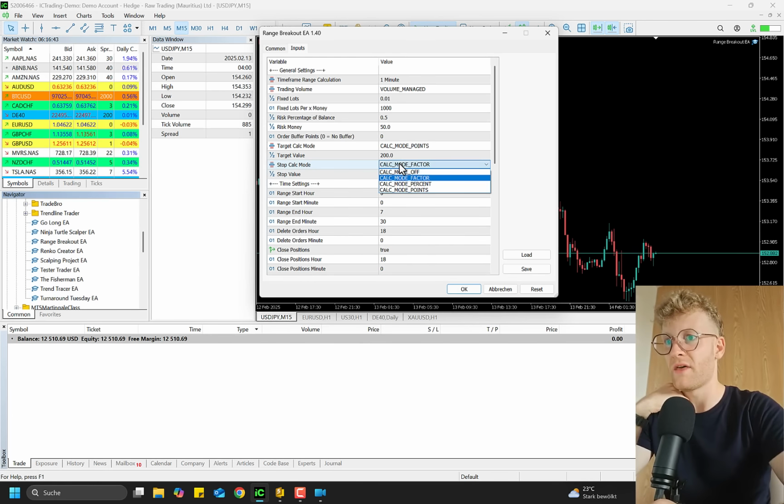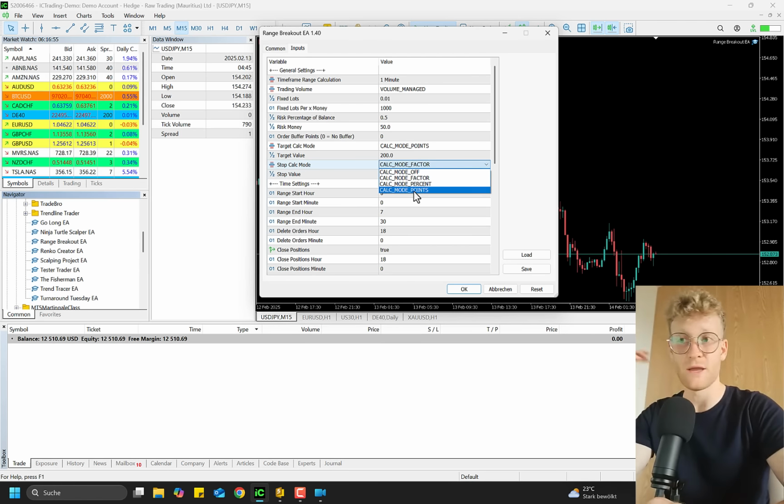Then for the stop calculation mode, we have exactly the same inputs. We can choose to not use the stop loss, we can have it as a factor, as a percent, or as absolute points. And that's how the TP and stop loss settings work.